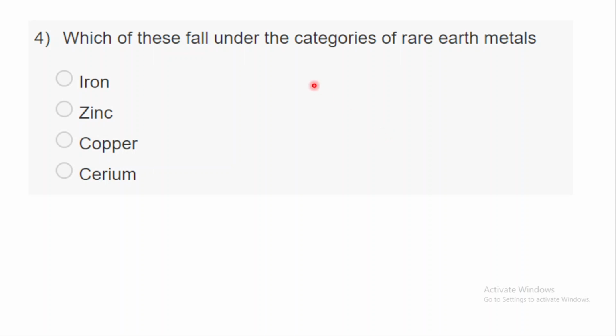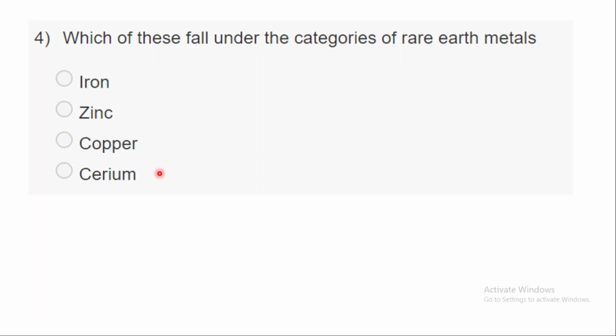So the fourth question, I'll read it out for you. Which of these fall under the categories of rare earth metals? Options: iron, zinc, copper, cerium. Students, please try to answer. Even if you're guessing, it's totally fine. If your answer is not correct, we will understand the rationale behind the correct answer, which will help you in solving your assignment.